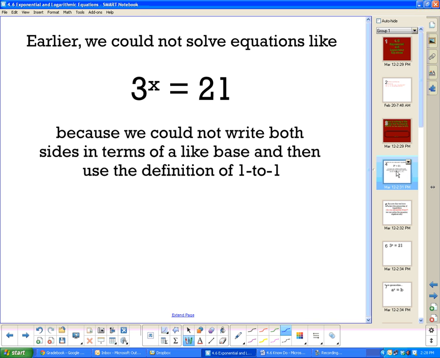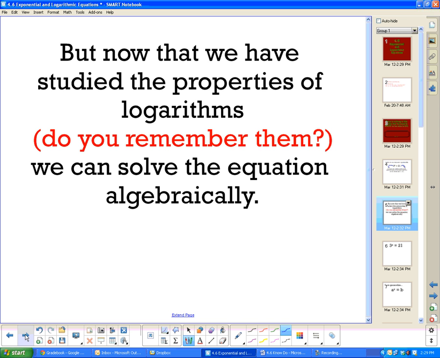But the answer is most of us probably solved this in a graphic method by graphing this under y sub 1, this under y sub 2, and performing an intersection on them. But what we are really interested in finding is an algebraic technique for being able to solve that equation. And through the last two sections, when we introduced logarithms and we learned the properties of logarithms, we now have enough knowledge and skill base to be able to solve this algebraically.